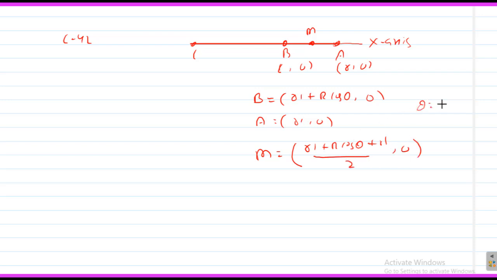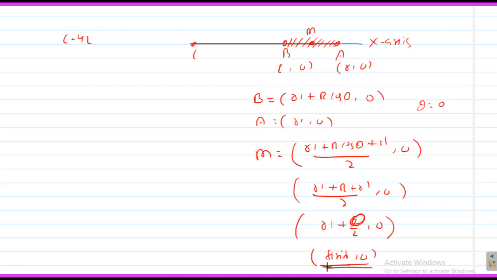Already theta is 0, no? Theta equal to 0 means cos theta is 1. Means (R1 plus R plus R1) by 2 comma 0, or in other words, I can say (r plus r1) by 2 comma 0. What is the meaning? B is on the circle means this distance is fixed, no? R is fixed, r1 is fixed, means a fixed value comma 0. So a fixed point comma 0 is the locus of the midpoint of AB.